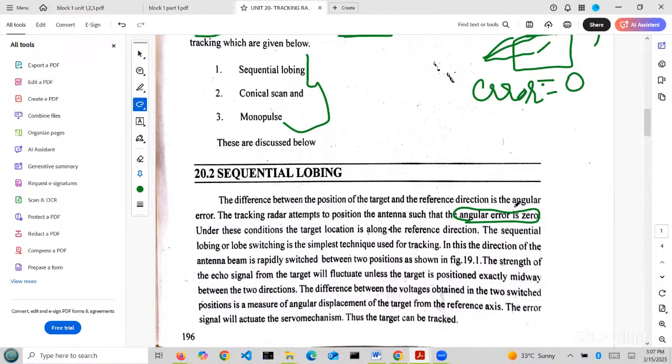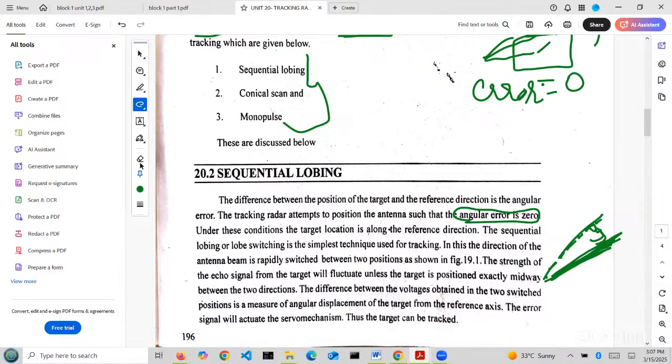Suppose I want the target to cross this point. The target has to cross this one. But what happens? There is a small movement of the target. Originally I want this one, but we are getting this. So the small difference is called the error. We have to keep that error at 0.